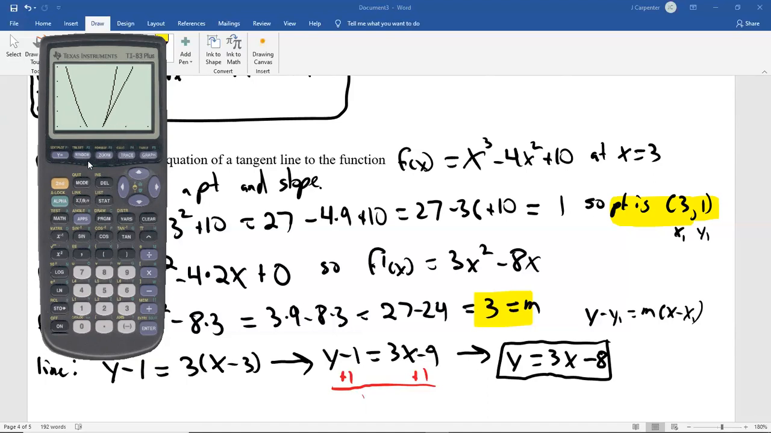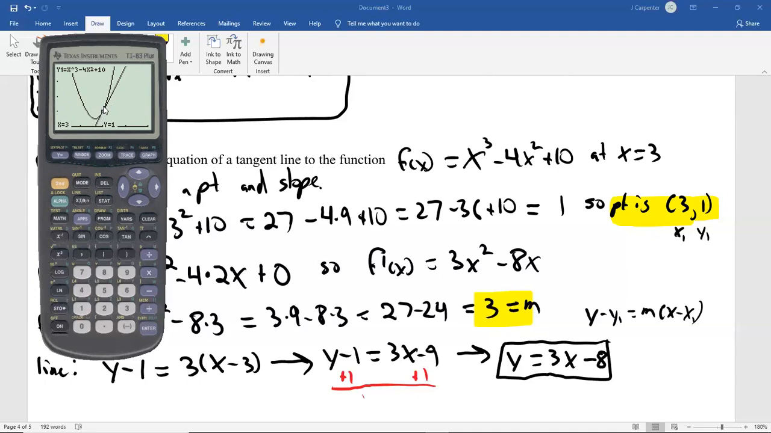Let me actually go 0 to 4 on the y's. 0, just so it's centered a little more. That's a little nicer. If I hit trace and I type 3, now it's a little easier to see. There's our tangent point. So it's intersecting the curve 1 time only in that region, not 2 times. That would be a secant line.